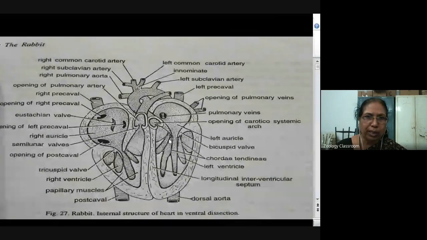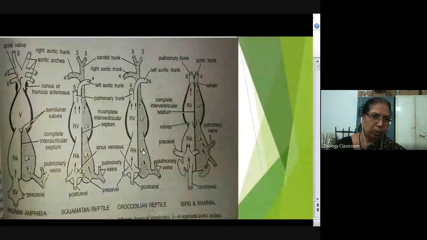So due to the interauricular septum and interventricular septum, blood is completely separated, impure and pure blood, and supplied to all body parts. So this is the amphibian. So right auricle, left auricle, pulmonary circulation. The sinus venosus opens into the right auricle, then opening into the ventricle, and this is the spiral valve. The spiral valve is in the conus arteriosus, and these are the aortic trunk or aortic arches.